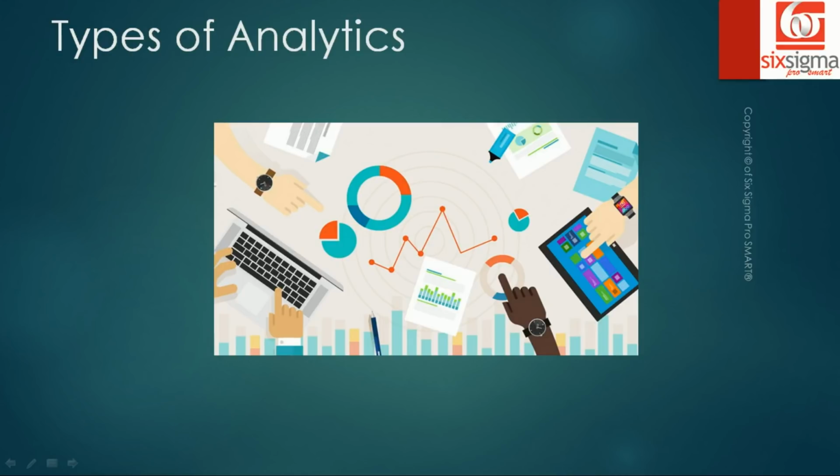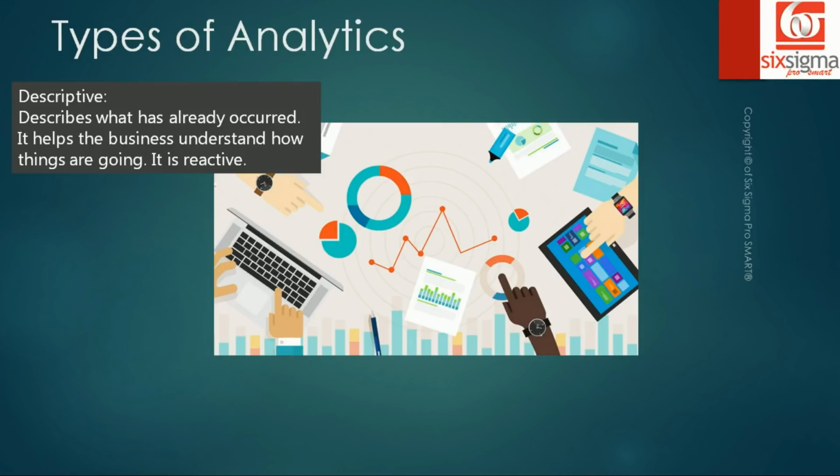Let's get into different types of analytics. There are three types of analytics. The first one is descriptive. This describes what has already occurred. It helps the business understand how things are going. So this is past data, and you're just preparing a summary of that data and trying to understand it. This is more reactive in nature and it has mostly to do with the past.